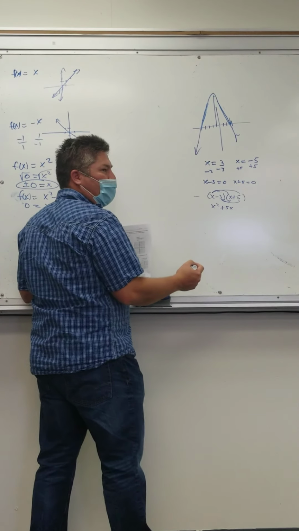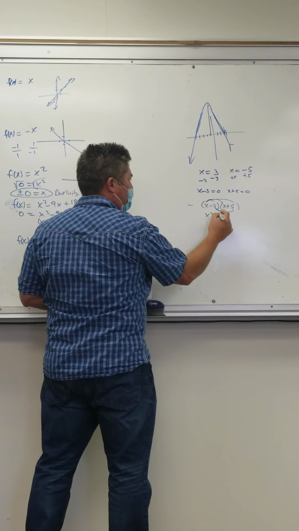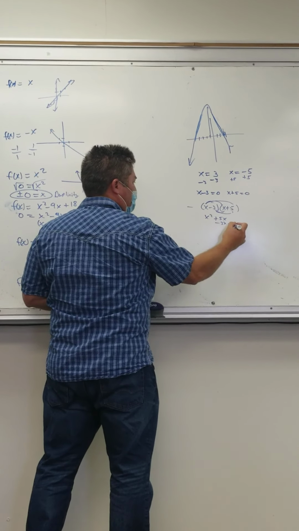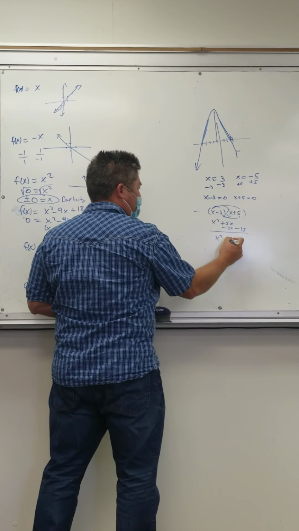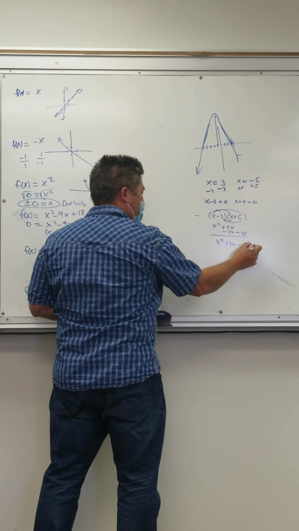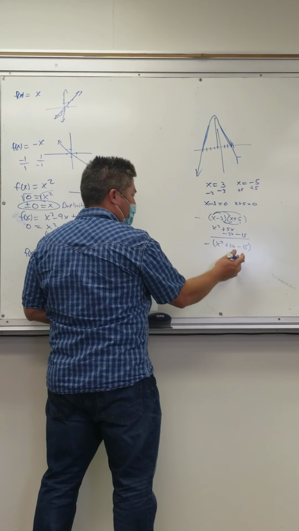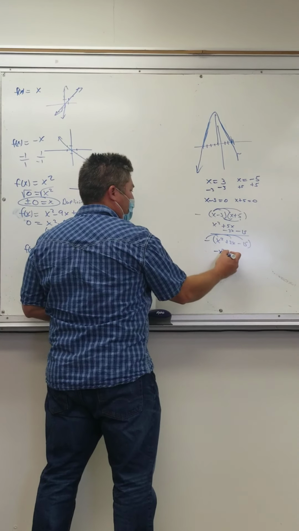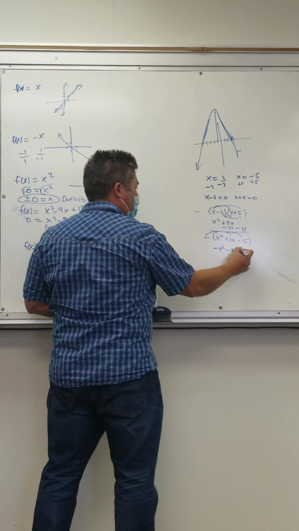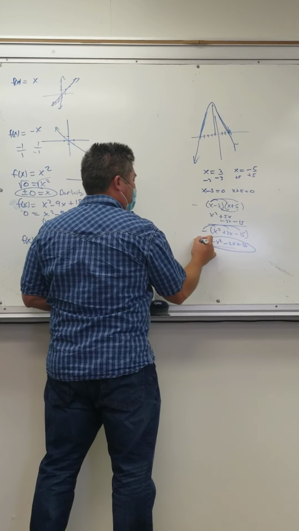What will that give me? Times the negative 3x. Good, and negative 15. Good. Add your like terms. X squared plus 2x minus 15. But what's still in front? The negative. Distribute the negative. And what's my answer? It just changes every sign. That equals f of x.